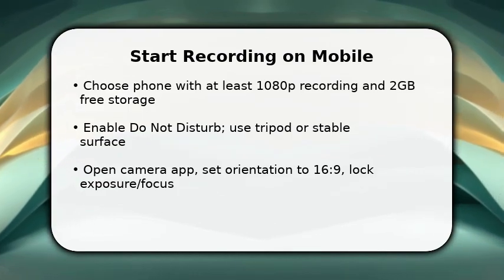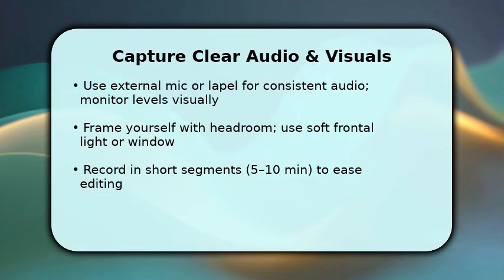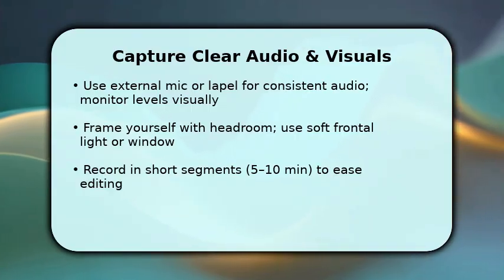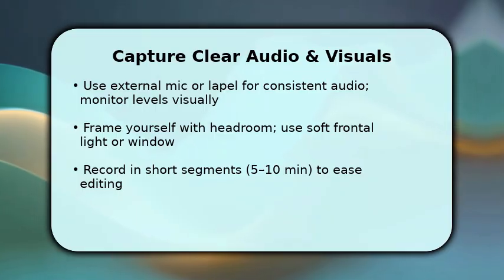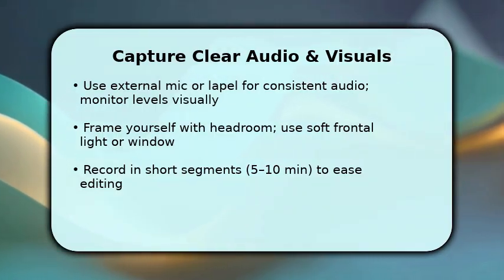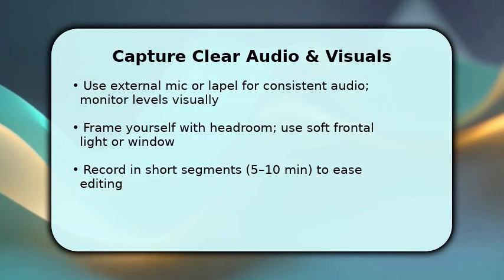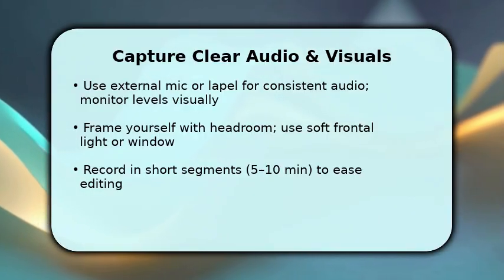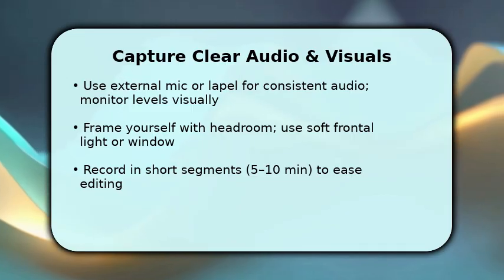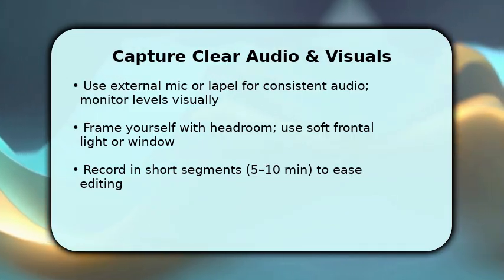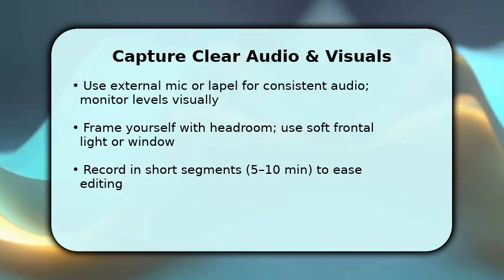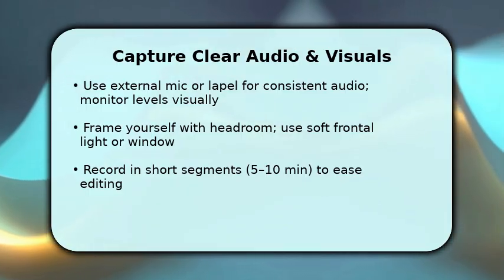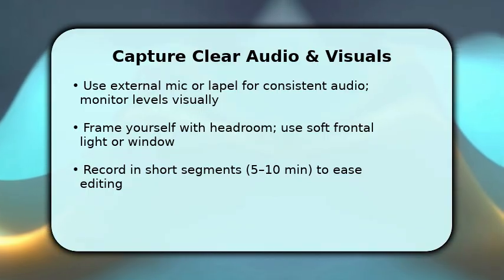Now improve clarity. Attach a lavalier or USB mic for consistent sound because viewers tolerate poor audio far less than imperfect video. Position lights slightly above and in front of you or face a window to avoid harsh shadows. Check that your head fits with comfortable headroom. Record in 5-10-minute segments so mistakes are isolated and editing is faster. Once done with a segment, glance at waveform or on-screen meter. Re-record any section with clipping or background noise.